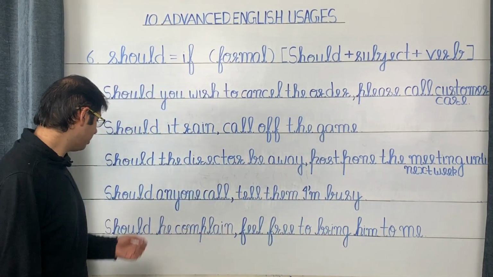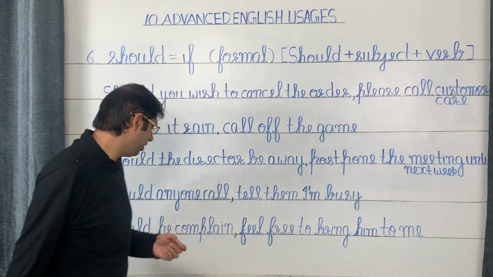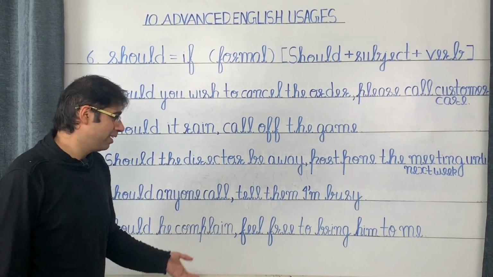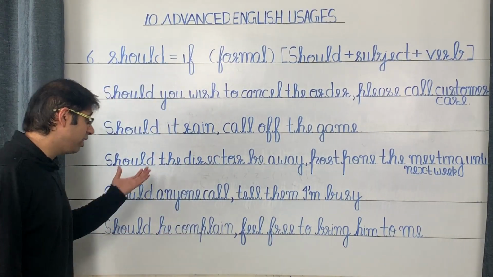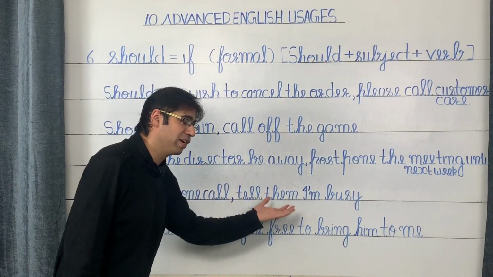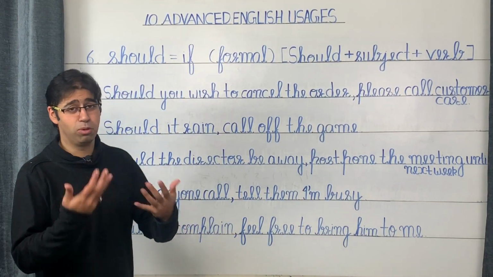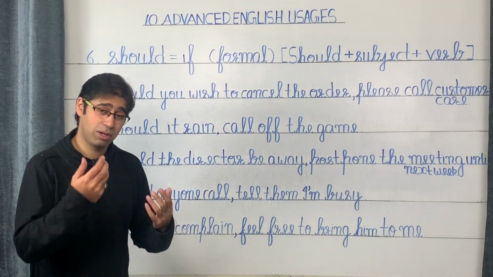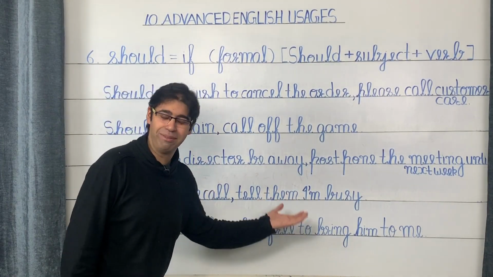On to the next sentence, should anyone call, tell them I'm busy. And this is saying, if anyone calls, tell them I'm busy. And the final example, should he complain, feel free to bring him to me. And this says, if he complains, or the more formal, if he should complain. So once again, if he complains, feel free to bring him to me.